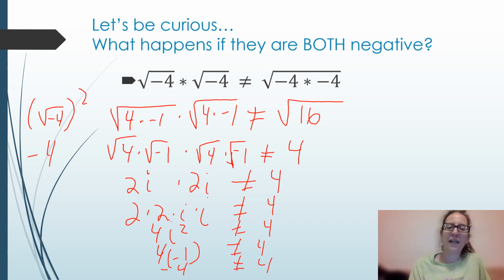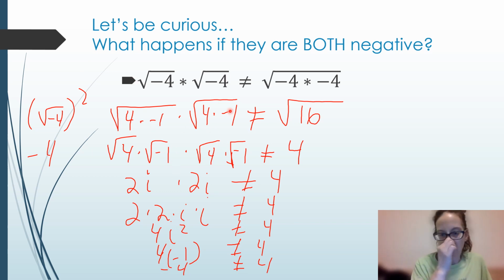Essentially one side is equal to -4 and the other side is equal to +4. Therefore, they aren't equal to each other. So if both of the numbers are negative, then you cannot put them both under the square root together and multiply them. You can go through the process of simplifying each one individually.